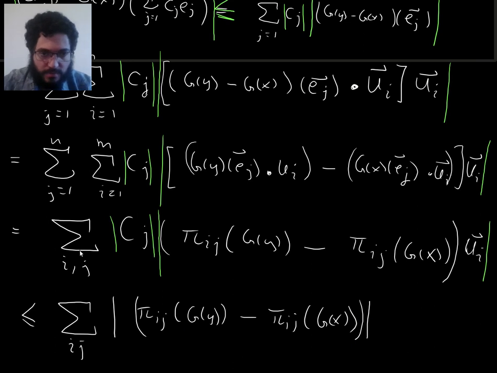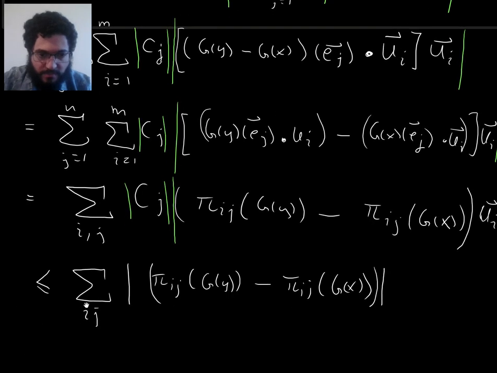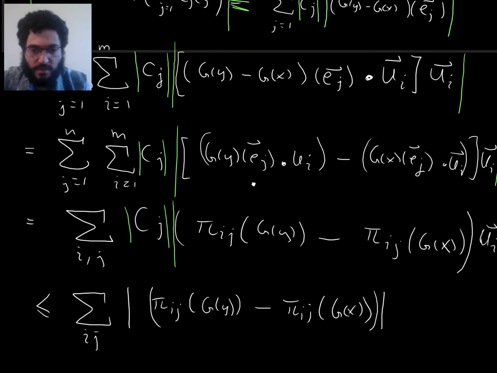So now I've got my original thing up here, bounded above by this sum of a total of n times m terms, and these are the terms. And each of these I individually could control by making y close enough to x, because I know pi ij composed with g is continuous for all ij. So now I know what to do for delta.